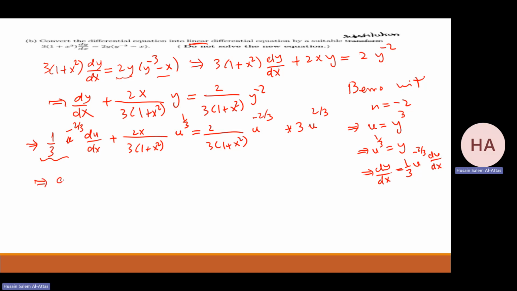So that means I have du over dx plus 2x over 3. Oh, multiply by 3, so no need for the 3 over 1 plus x square. U equals what? 2 over 1 plus x square, which is linear. Okay, I think that's a good one.